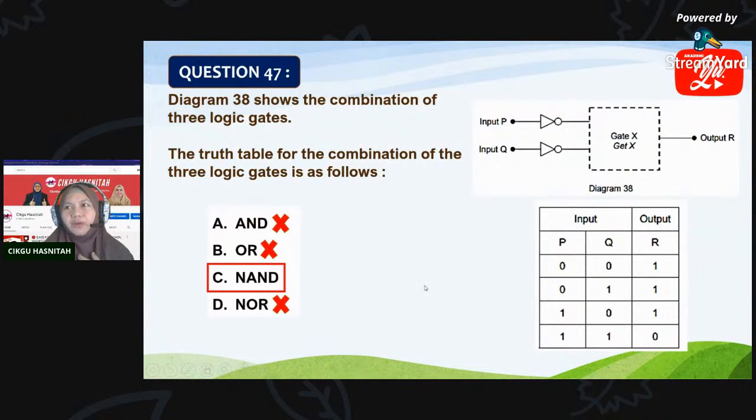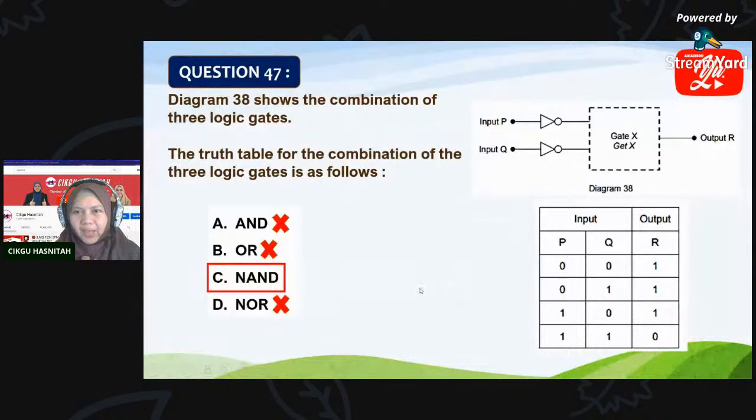So for this question, don't get confused, class, because it says here, above is the combination of the 3 logic gates. And then down here, it says the truth table for the combination of the 3 gates are as follows. So we follow the truth table combination to determine which gate is supposed to be placed here at X. Okay, are you clear?